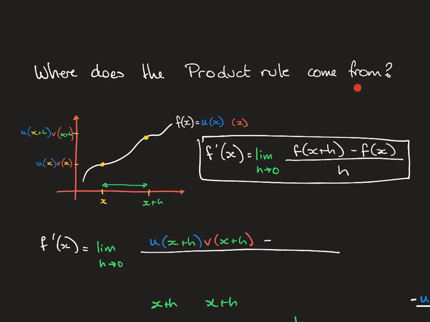So where does the product rule come from? If I take a normal function, which is a function that is two functions multiplied together, and I find 2 points, x and x plus h, and I find the derivative using first principles, then my y coordinates will be u of x, v of x for this particular point here, because I'm substituting x into this formula. And the y coordinate of this point will be u of x plus h and v of x plus h, because I'm substituting x plus h into the formula.